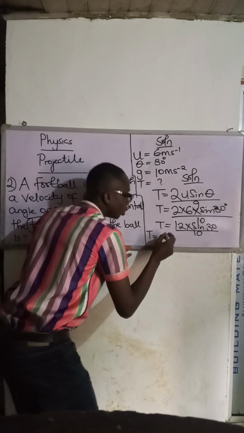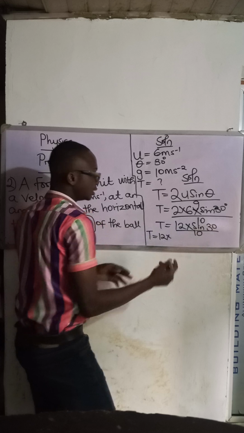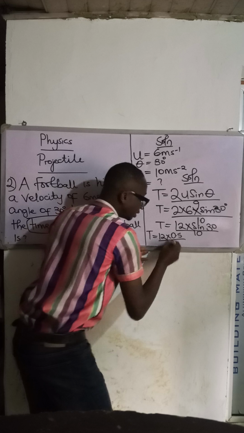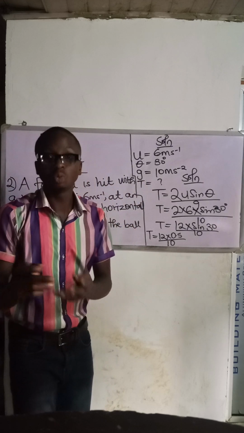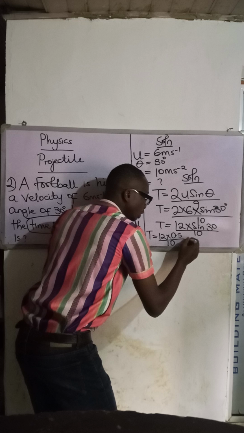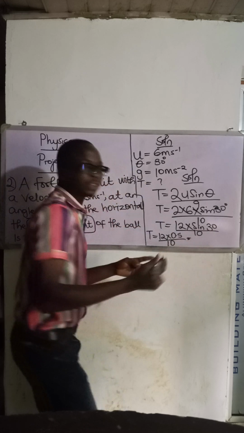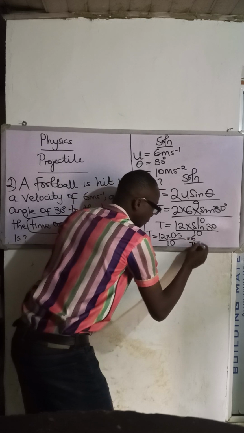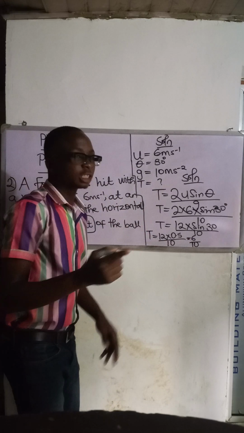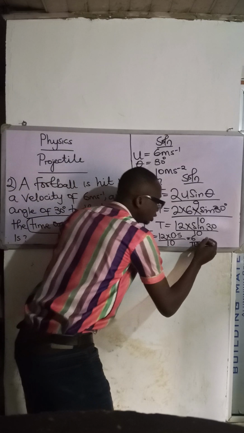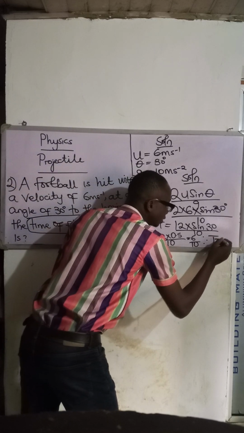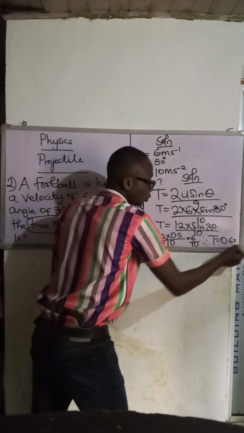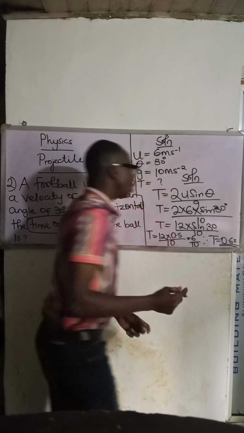Now, t is equal to 12 times sine 30, which is 0.5, all over 10. Please, you can use your calculator to press sine 30. It will give you 0.5. Now, t is equal to 12 times 0.5. 12 times 0.5 is 6. So you have 6 all over 10. Now, 6 divided by 10 is 0.6. So therefore, the time of flight is 0.6 seconds. That is 0.6 seconds or 0.6 s. It is the same thing. This is your final answer.